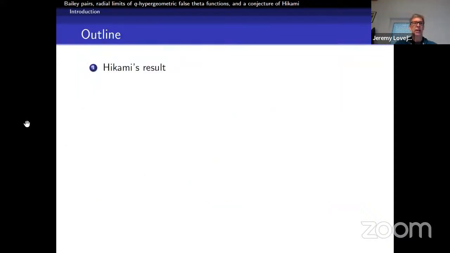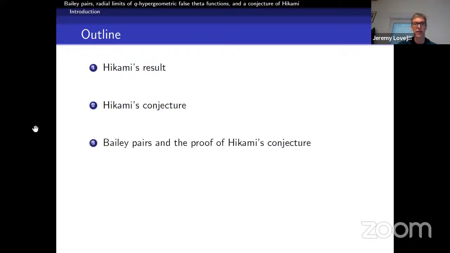Okay, so here's a brief outline of the talk. Often when we talk about Q-series and special functions and number theory, we talk about analytic functions inside the unit disk, so absolute value of q less than 1. This talk is about a slightly different world, the world of Q-series at roots of unity. I'll start by talking about Hickam's results, which say that a certain Q hypergeometric false theta function has radial limits equal to a truncated version of that false theta function. I'll say more about that. Then I'll talk about Hickam's conjecture, which is a generalization of his result that he couldn't prove. And then I will talk about how to prove Hickam's conjecture using Bailey pairs and some simple ideas from Q-series.